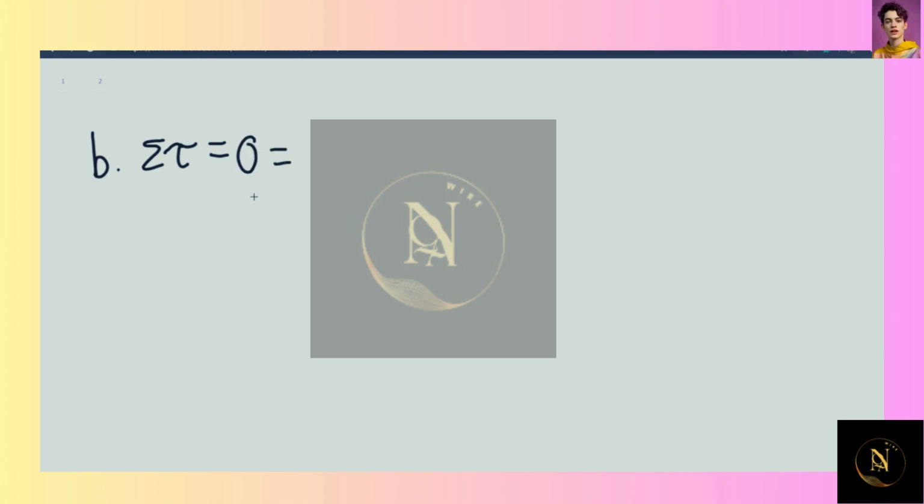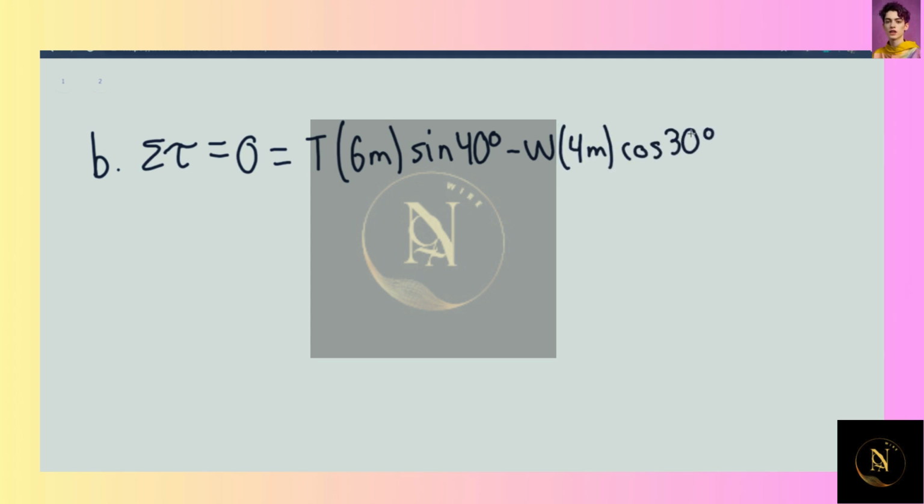This system has rotational equilibrium. Therefore, we can say that the net torque is going to be equal to 0. This is going to be equal to the tension times 6 meters times sine of 40 degrees minus the weight times 4 meters times cosine of 30 degrees. And we can say that T is going to be equal to 4 mg cosine of 30 degrees divided by 6 sine of 40 degrees.